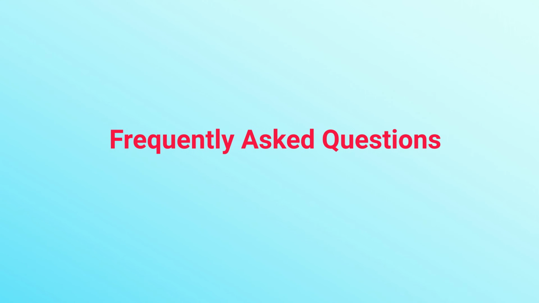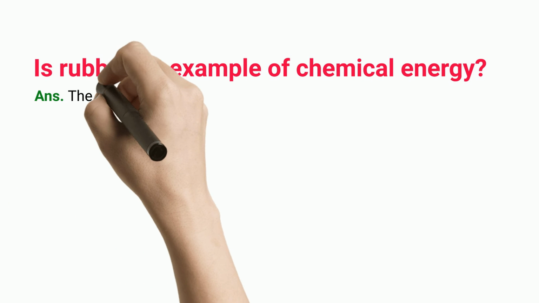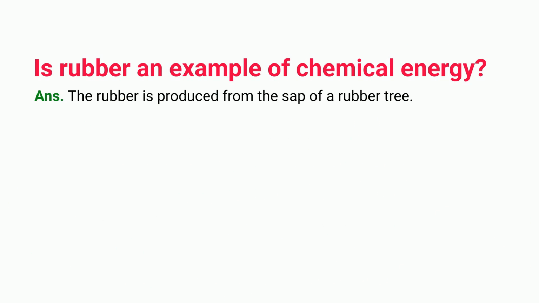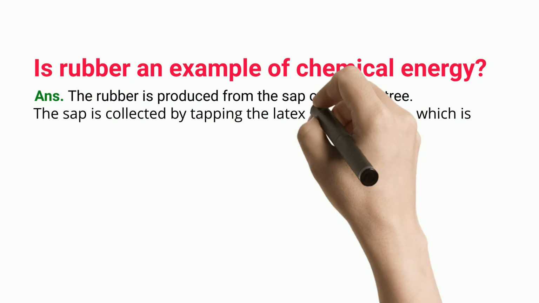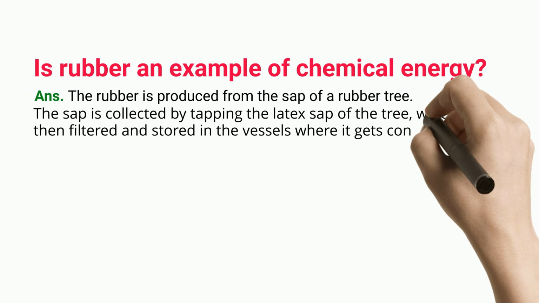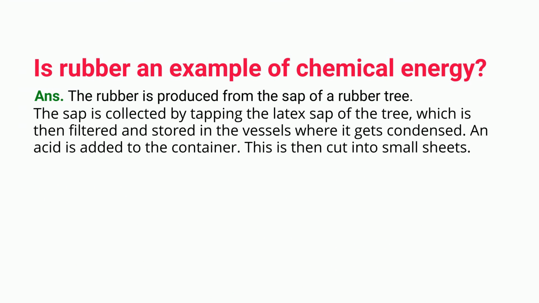Frequently asked questions. Is rubber an example of chemical energy? The rubber is produced from the sap of a rubber tree. The sap is collected by tapping the latex sap of the tree, which is then filtered and stored in the vessels where it gets condensed. An acid is added to the container. This is then cut into small sheets.